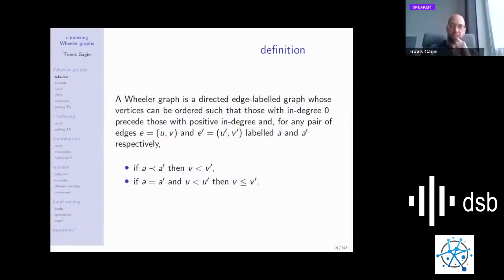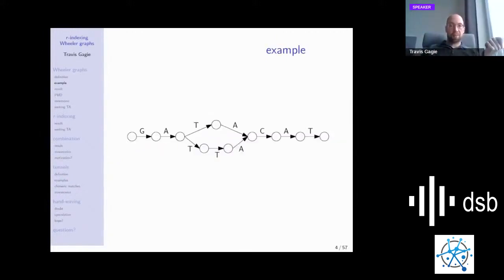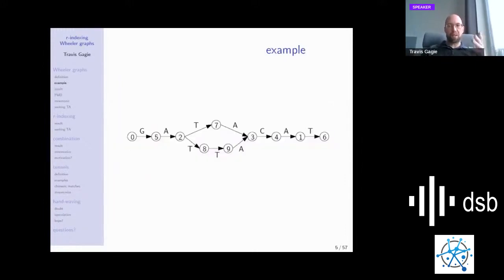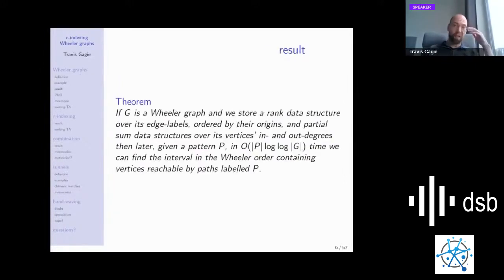Okay, so here's an example of a Wheeler graph, and here's the Wheeler order that shows this is a total order on the vertices with the required property. It's not the only one; I think you could switch 7 and 8, for example, but this order works. How can you see that this is a Wheeler graph?